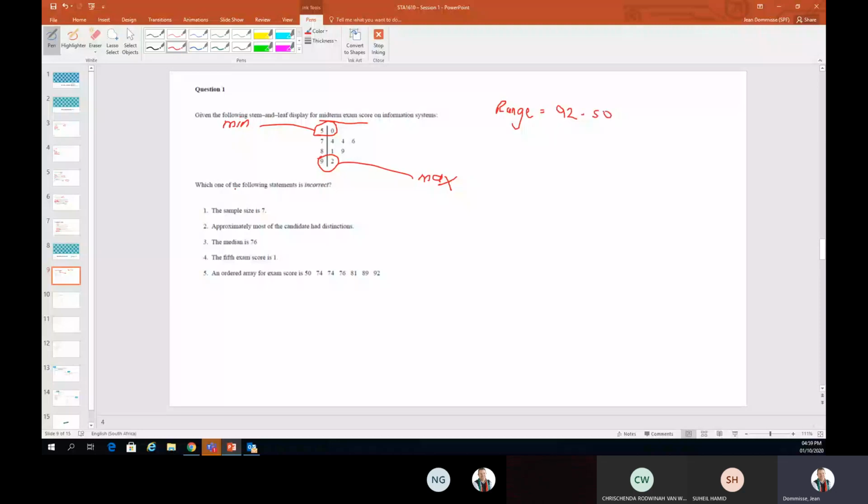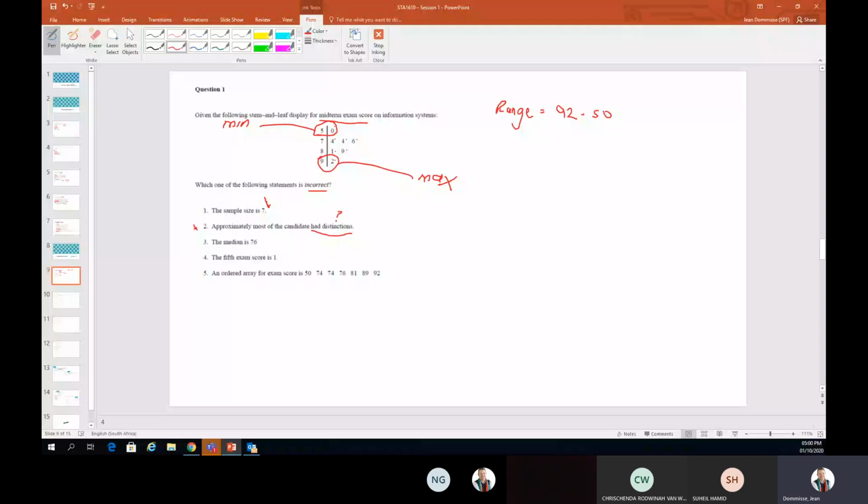So which one is incorrect? The sample size is 7. Let's check: 1, 2, 3, 4, 5, 6, 7. Okay, so there are 7 observations, so that one is correct. Then, approximately most of the candidates had distinctions. Let's first skip that one, because what is the definition of a distinction? Let's first give that one a miss and look at the other ones.